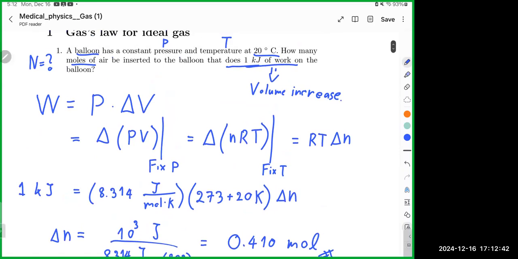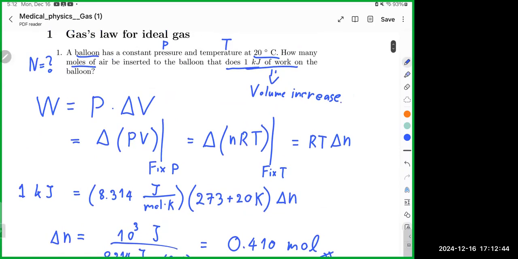So for this one, you have to understand what they want to know, which is the number of molecules of the air that would like to be inserted into the balloon to do 1 kilojoule of work. Okay, under the pressure and temperature fixed.